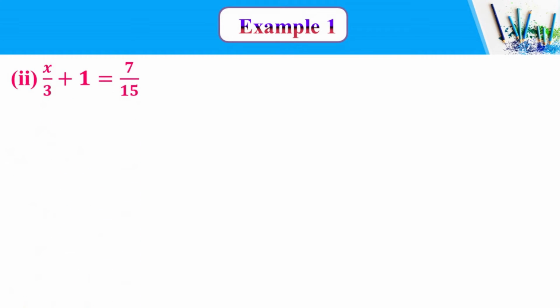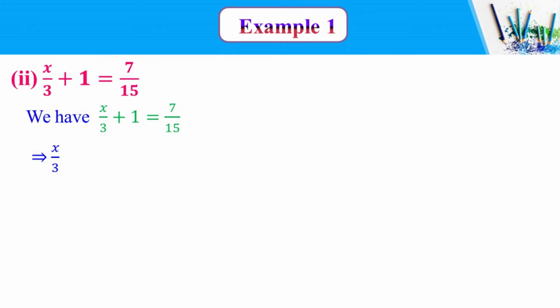Let us move to next question. Solve x by 3 plus 1 equal 7 by 15. First we should write a linear expression on left hand side and constant term on right hand side. So we write x by 3 on left hand side. Now transposing plus 1 from LHS to RHS.